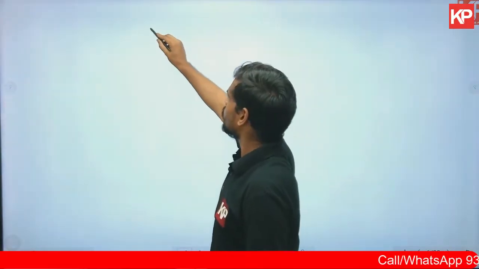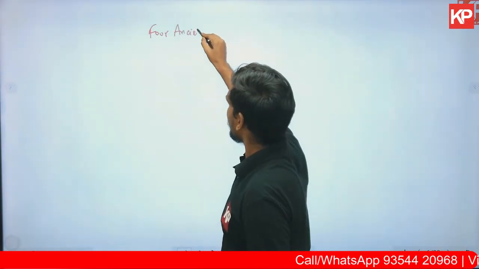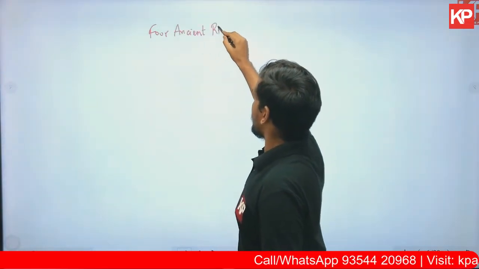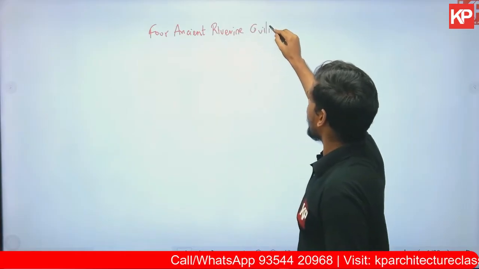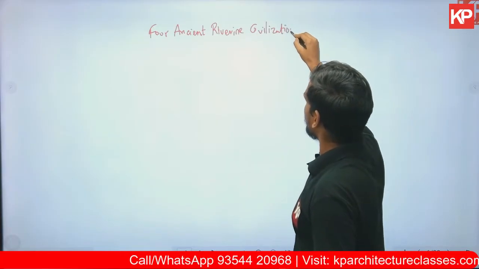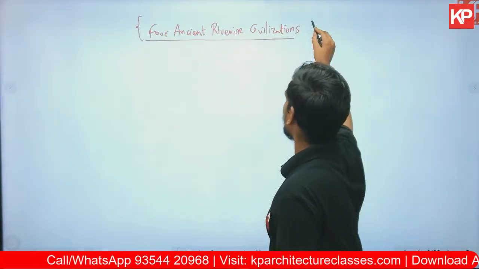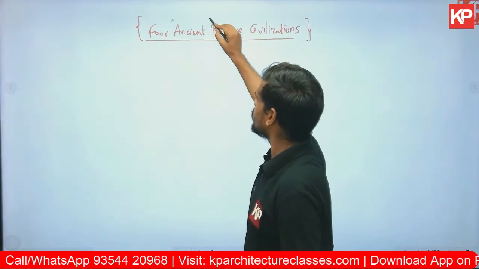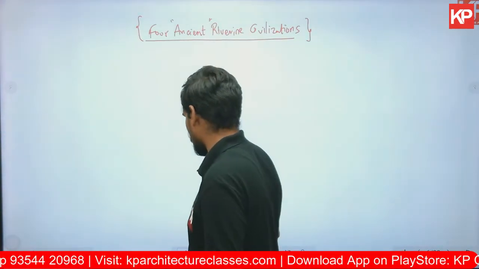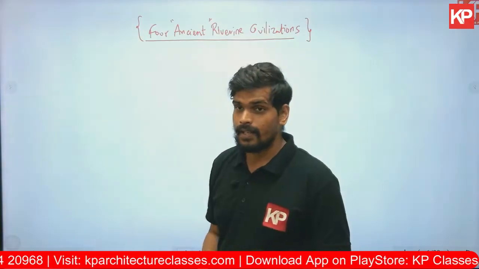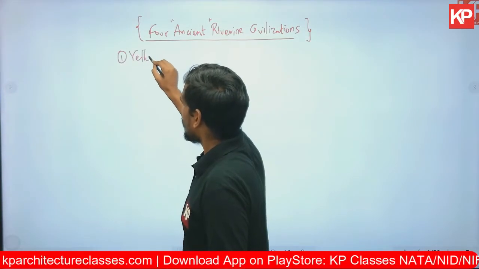So remember the four ancient riverine civilizations. There are four ancient riverine civilizations. Why are we using the word ancient? Because they belong to the ancient era. It belongs to the Bronze Age, as I told you. So the four ancient riverine civilizations include, number one, Yellow River civilization of China.